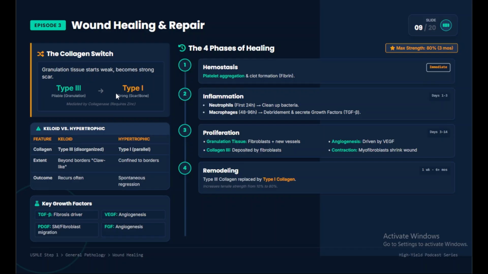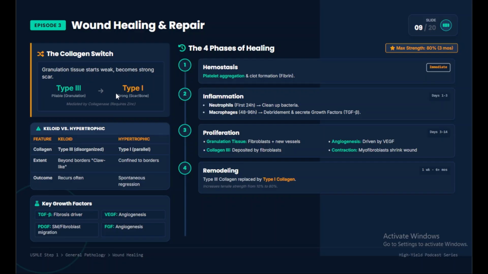The first thing that you should know about is the collagen switch. One key concept in wound healing is the collagen switch. Early repair granulation tissue is pliable and is made up of type 3 collagen. Let's suppose there is chronic inflammation and now the tissue is going to repair. This early repair plaster is made up of type 3 collagen, and it is pliable. Later on, in the late repair, it will be turned into type 1 collagen, which is scar tissue, and it is strong.